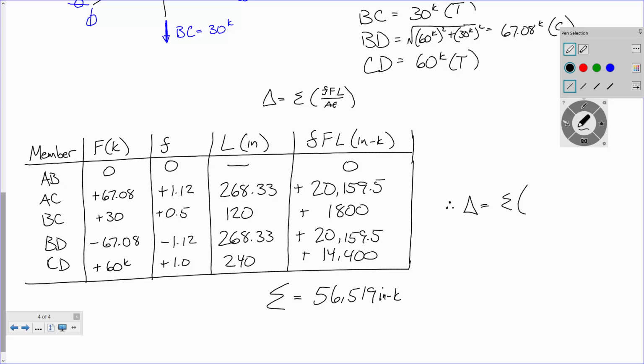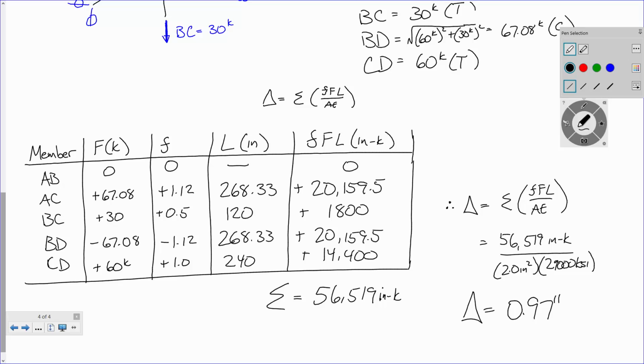It's the sum of little f, big F, L over AE, which is just 56.519 inch-kips over 2.0 inches squared, 29,000 KSI. And what is delta? That's not too bad, is it?